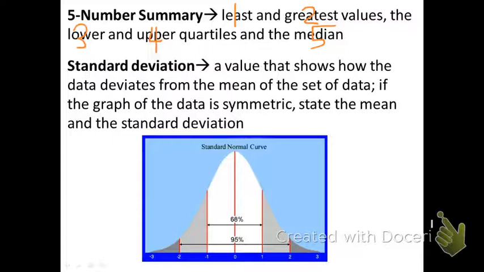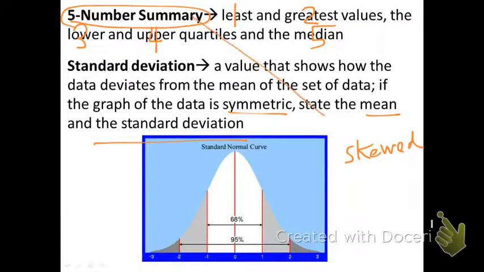Standard deviation is a value that shows how the data deviates from the mean of a set of data. If the graph is symmetric, this is really important, then we will state the mean and the standard deviation. If it is skewed, then we will list the 5-number summary, whether it's positively skewed or negatively skewed. Okay, I have a graph here of a normal curve. And we talked about this as being symmetric.